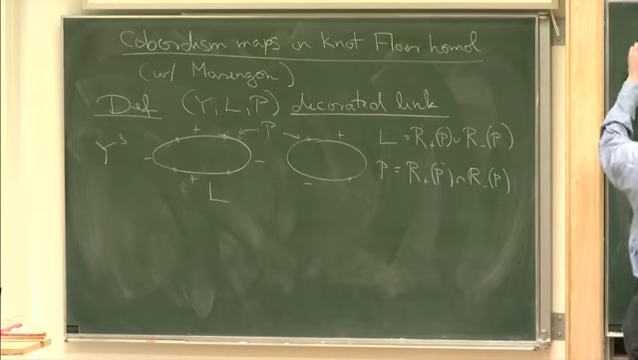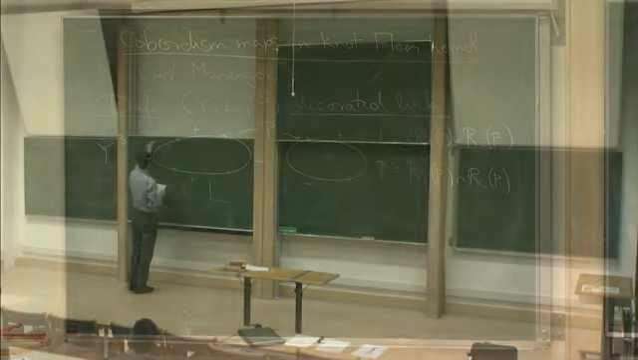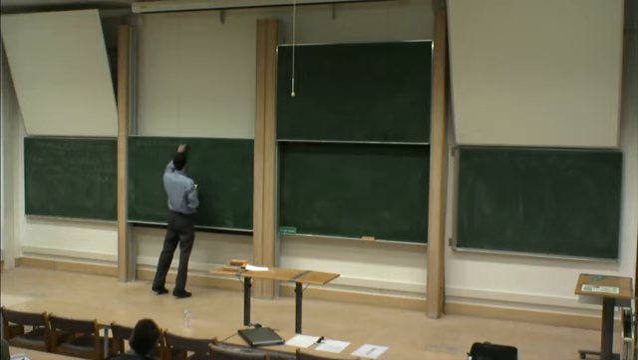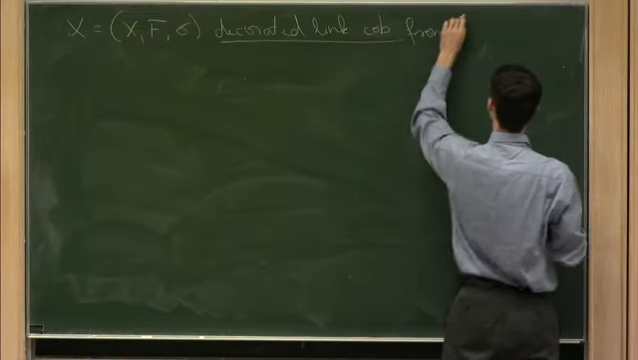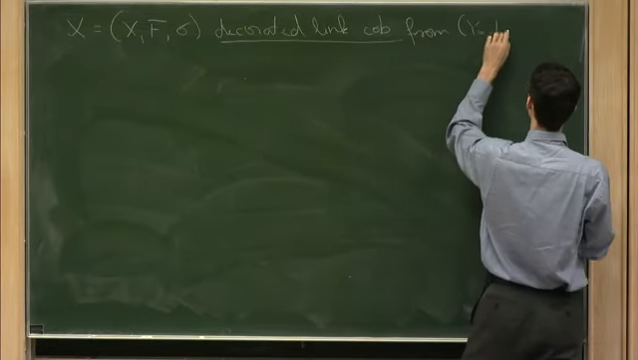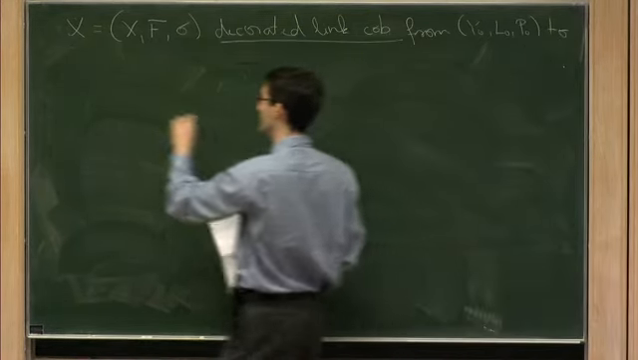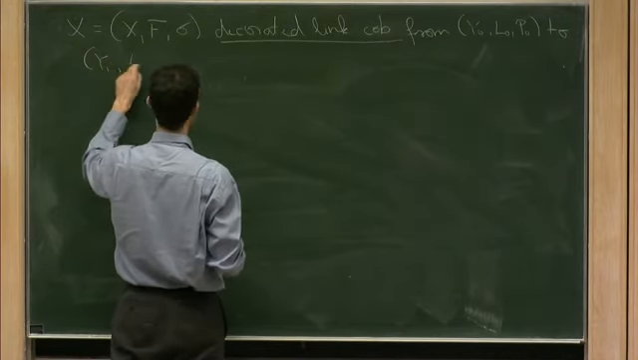And so this is a triple (X, F, sigma). This is a decorated link cobordism from, say, (Y0, L0, P0) to (Y1, L1, P1).